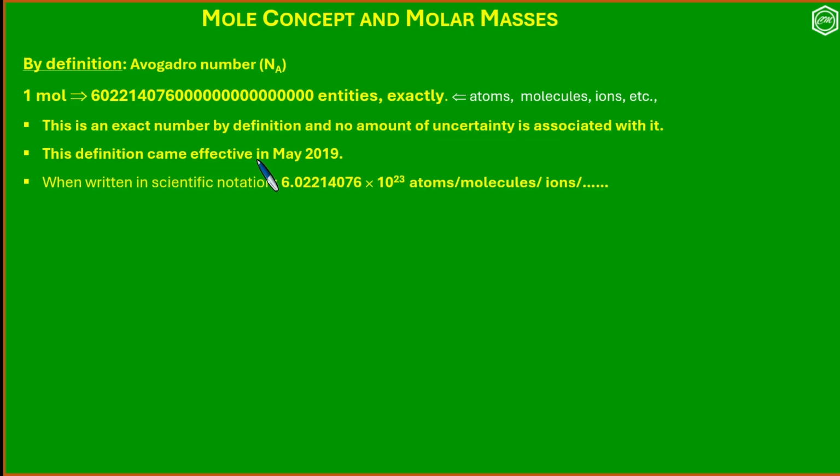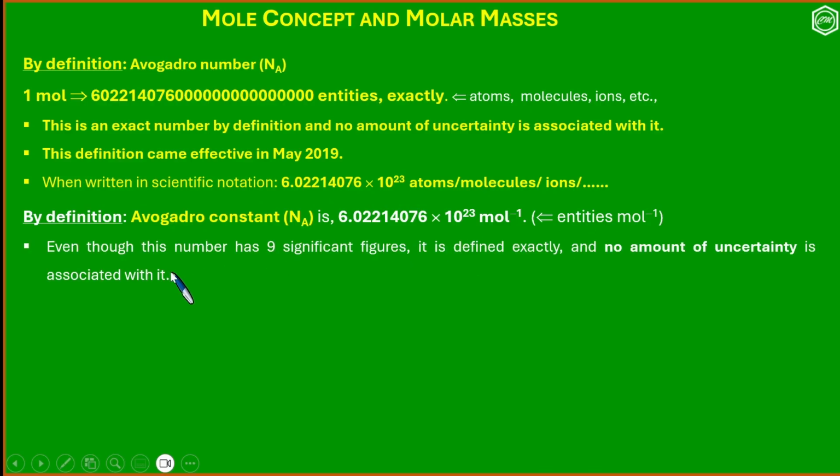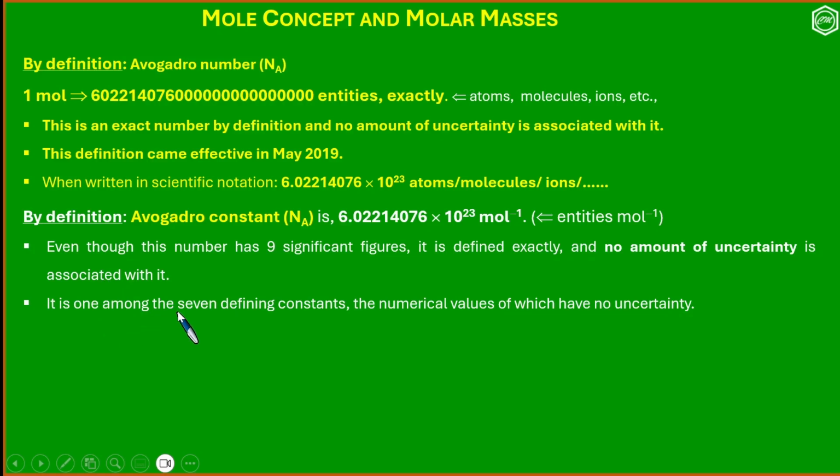Similarly, mole is defined in terms of Avogadro number. It is one among the 7 defining constants. By definition, Avogadro constant is 6.022 into 10 raised to 23 per mole, that is entities per mole. Even though this number has 9 significant figures, it is defined exactly and no amount of uncertainty is associated with it. It is one among the 7 defining constants, the numerical values of which have no uncertainty.